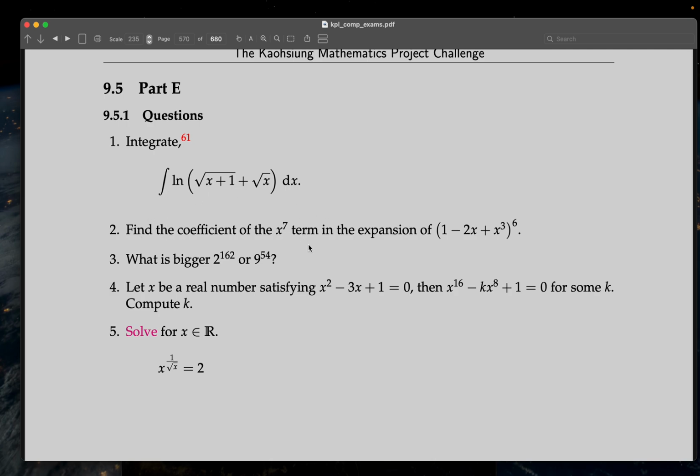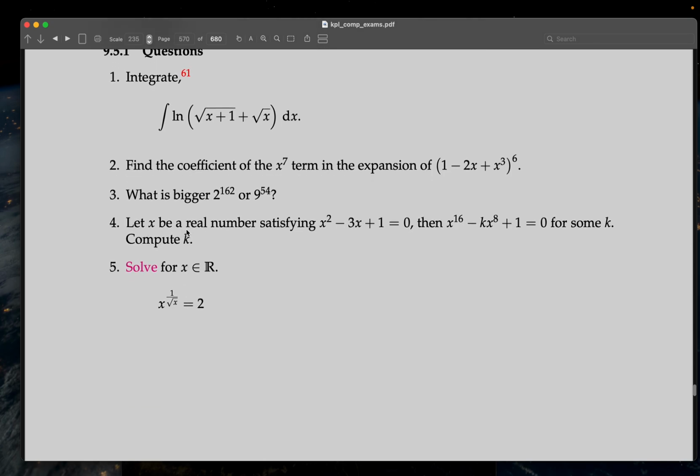This one over here, coefficient, this is a multinomial expansion to the sixth power. What's bigger? Well, there's two numbers here. We're not asking you to compute the numbers. We're telling you to compare the numbers and say which one's larger. This one says let x be a real number. It's quadratic, I could certainly solve for that. But then it goes on and says what's k if it's a solution to this one as well? Blah, blah, blah.